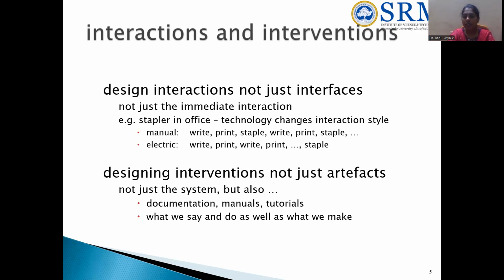The design is about interactions, not just interfaces. Basically, they are the immediate interactions. Now, when you understand, design interventions can be brought about not just directly. It is a slow process.